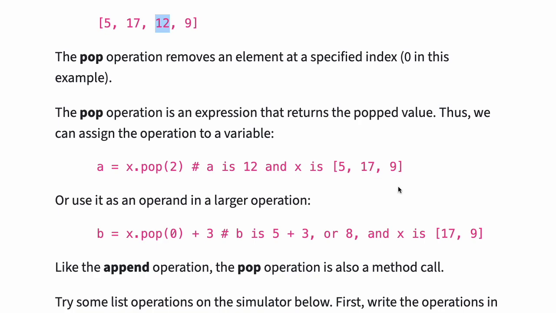We can also use the popped element as an operand in a larger operation. For example, suppose we pop x at index 0 and add 3 to it. Since the element at index 0 is 5, x.pop(0) is 5, and we add 3, so the result is 8, and x is the list [17, 9]. Like the append operation, the pop operation is also a method call.